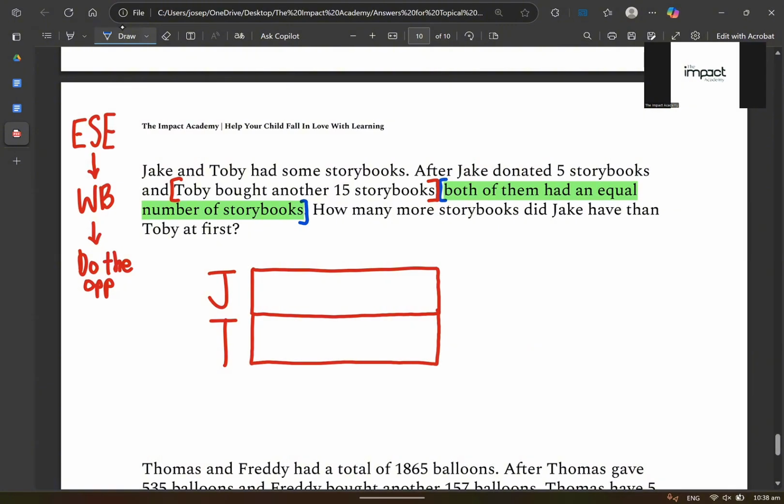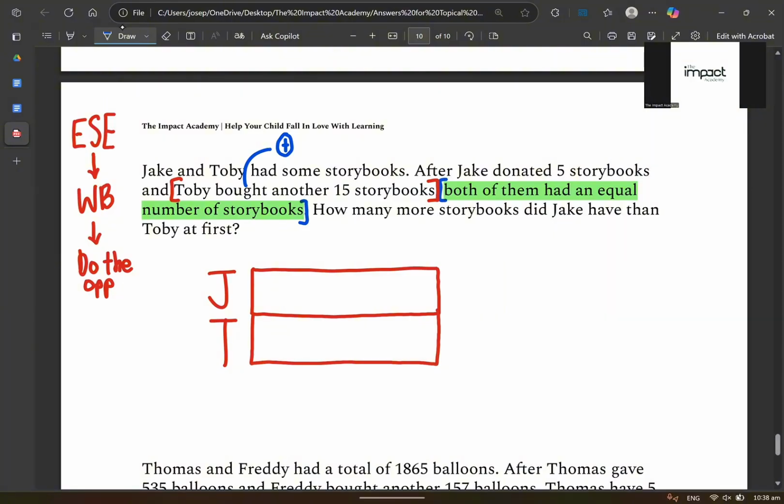Imagine I'm there teaching you, then what would you do? So now, what I'm going to do is ask myself, what should I do? If Toby bought, I understand that we are going to add, right? Correct or not? Toby got more. Very good. Because we are working backwards, we need to do the opposite. Plus has to be minus. So we go to Toby, we minus from Toby.